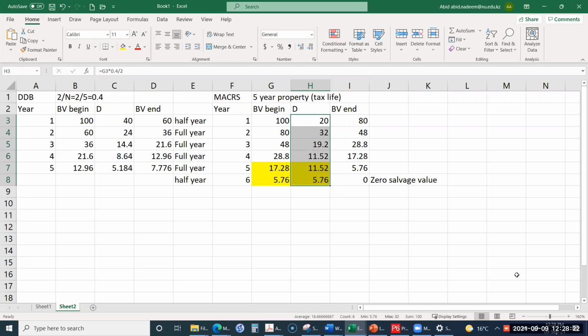Professor, can I ask a question? Yes, I'm waiting for someone to ask questions. Again, please, can you repeat what is the percentage for each year in the second method?